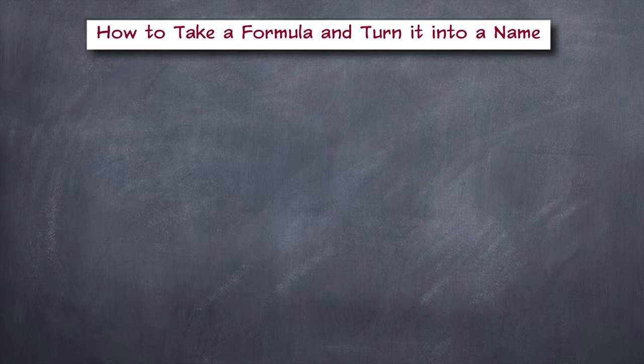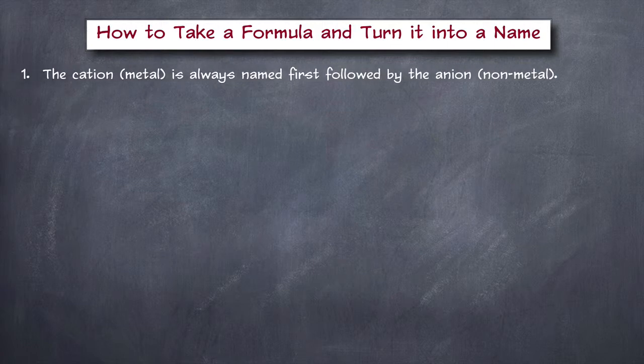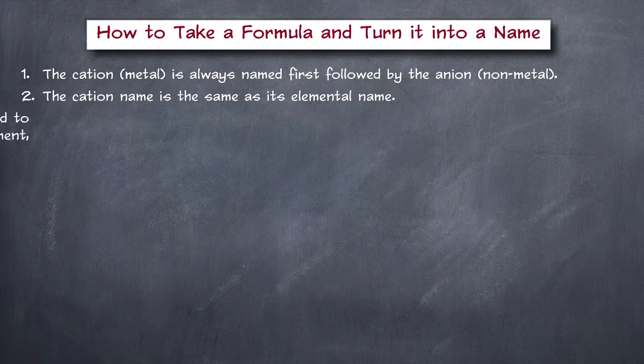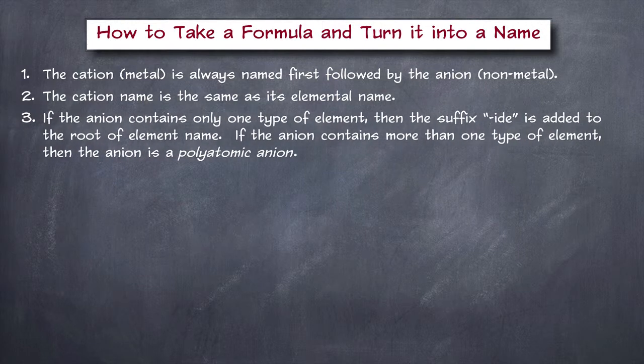Now, to take a formula and turn it into a name, you can do that in 3 steps. The first step is to always list the cation first, followed by the anion. The cation name is always the same as its elemental name. And lastly, if the anion contains only one type of element, then you add the suffix "-ide" to the root name of the element. If the anion contains more than one type of element, then that means that the anion can be found on your common ion list.